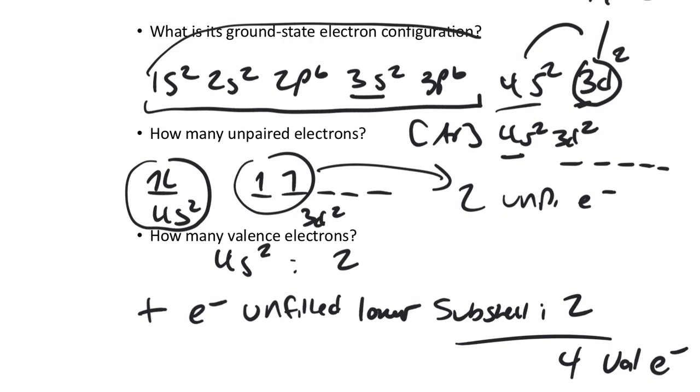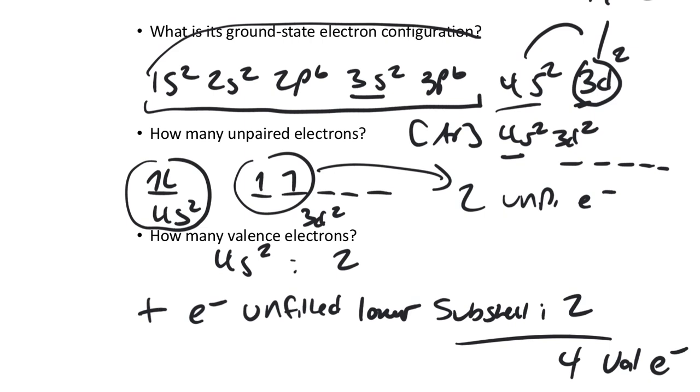I think counting the 4s2 makes sense. But then the 3d2 I think also makes sense because we haven't filled that d subshell. It makes sense to count those. But then what about the 3s and the 3p? Well, it doesn't make sense to me to count those because they're already filled. They're in the lower energy subshell.